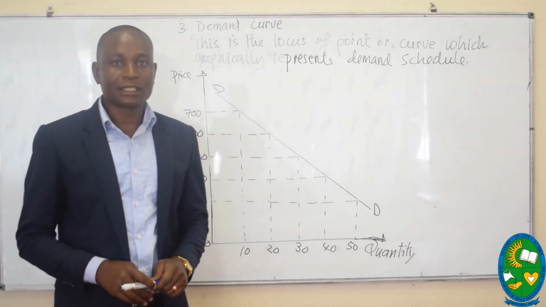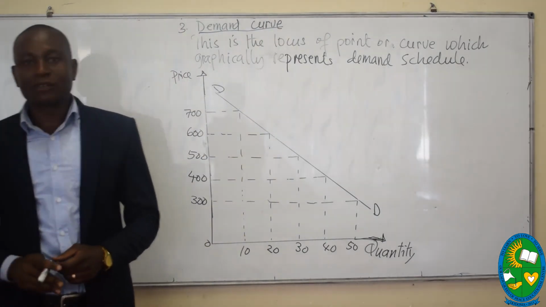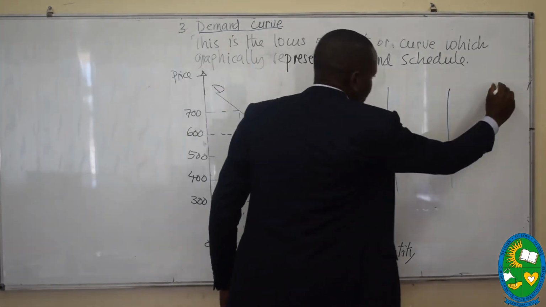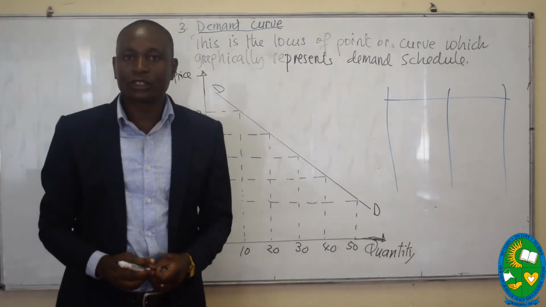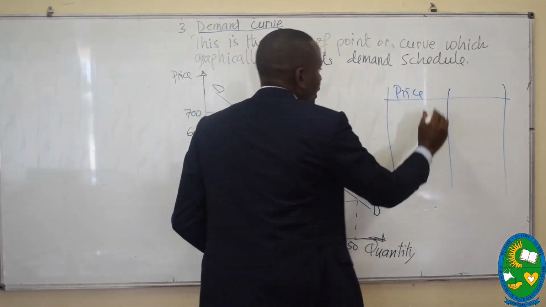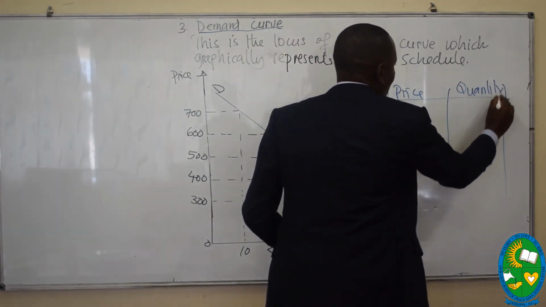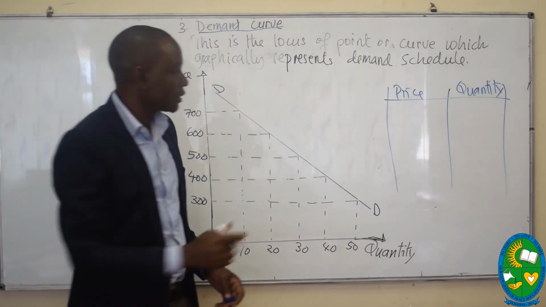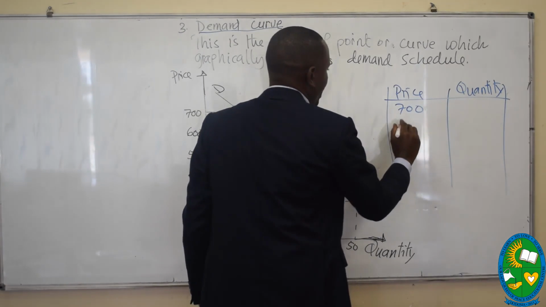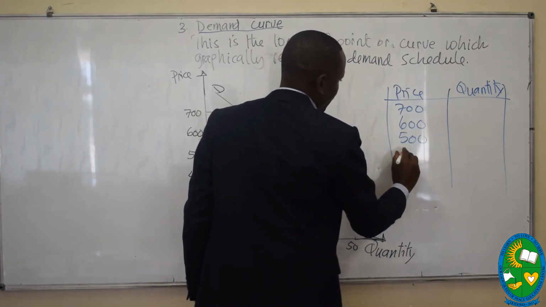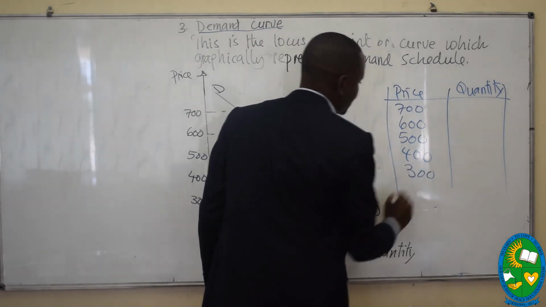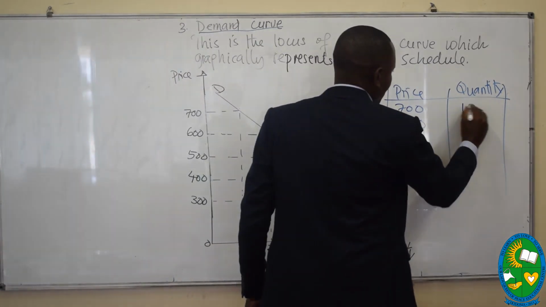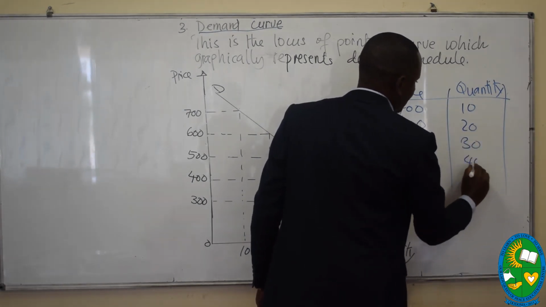The next term used in demand is the demand curve. The demand curve is the locus of points, or the curve, which graphically represents the demand schedule. The demand schedule is the table. Here we have price and here we have quantity, for commodity X, commodity Y, any commodity. In the price column we have 700, 600, 500, 400, 300. When the price was 700, the quantity demanded was 10, then 20, 30, 40, and 50.